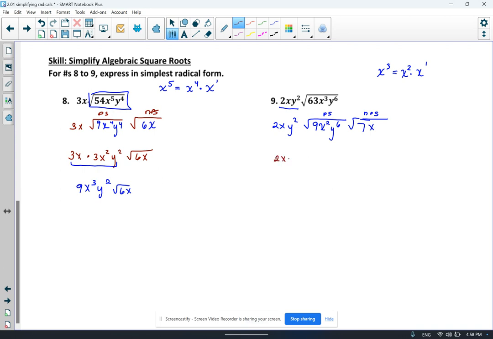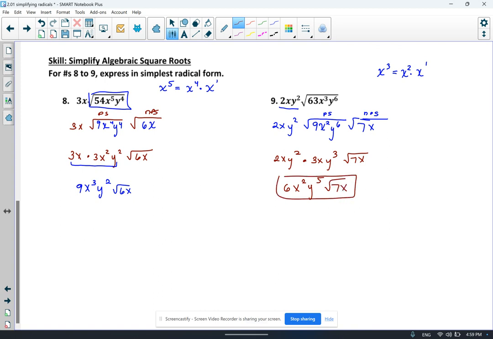So I carry down the coefficient, the expression on the outside. It's not really a coefficient, just an expression on the outside of the radical. I know that the square root of 9x squared y to the 6 is 3xy cubed, and then that's square root of 7x. I now can multiply the 2xy to the second times 3xy cubed, and I get 6x squared. X times x is x squared. Keep the base and add the exponents. Y squared times y cubed is y to the fifth, square root of 7x.